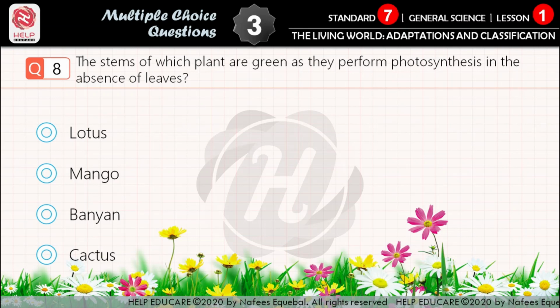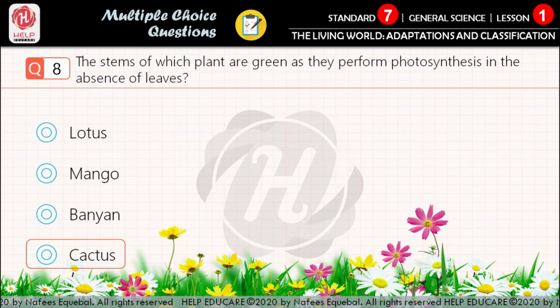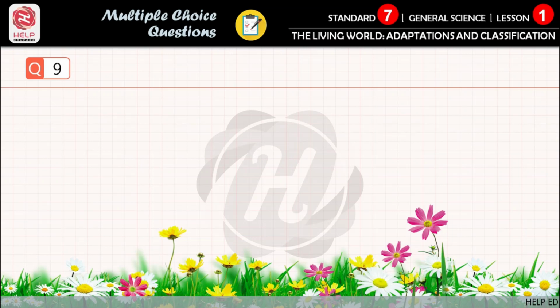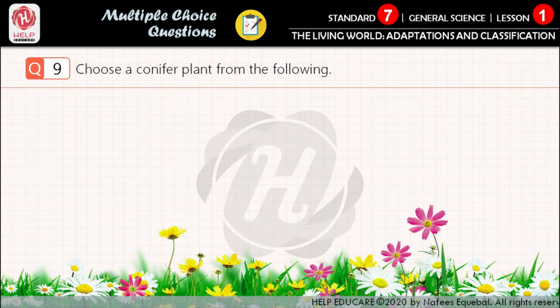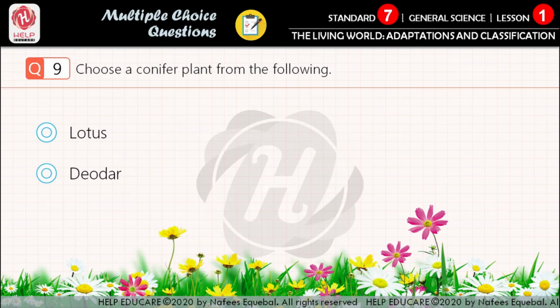Correct answer is, cactus. Question number 9. Choose a conifer plant from the following. First option, lotus. Second option, devdar. Third option, banyan. Fourth option, cactus.